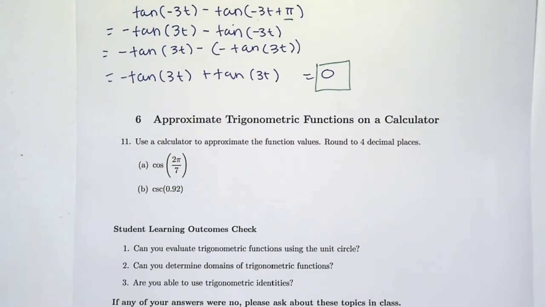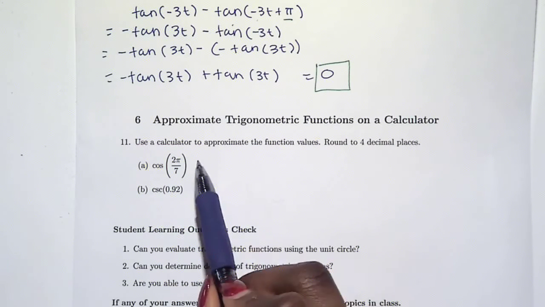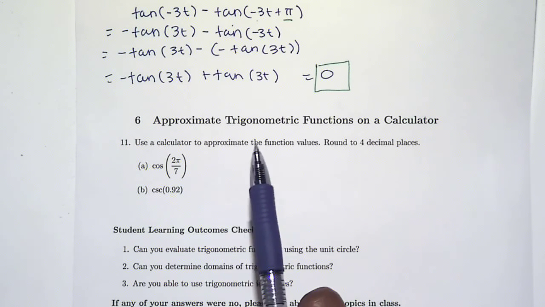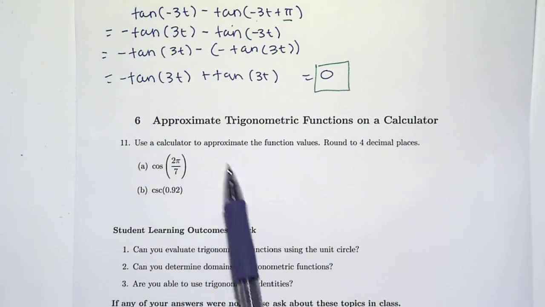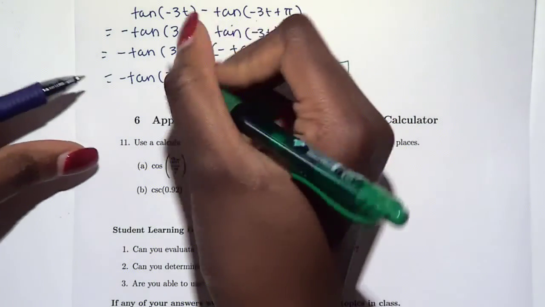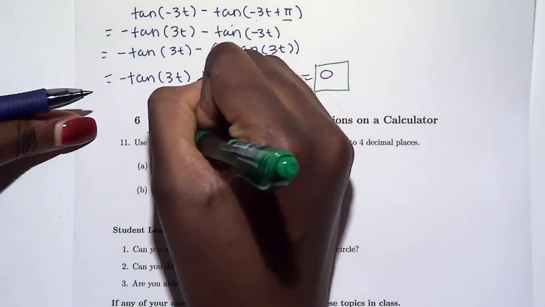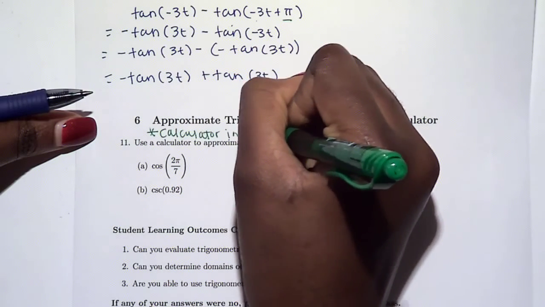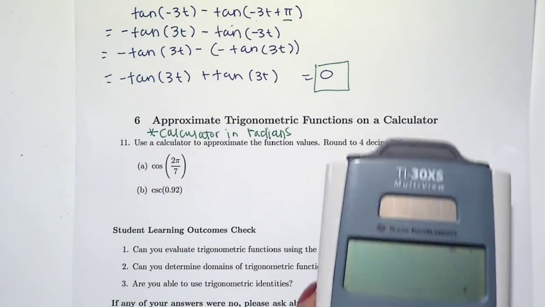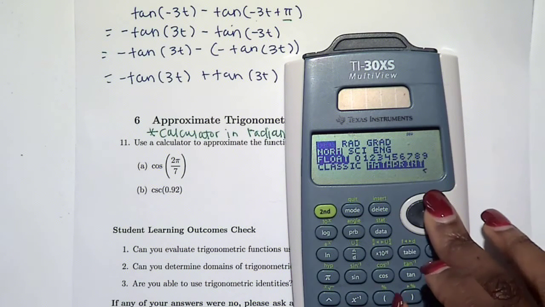Last thing, we want to make sure that we can use our calculator to approximate trig functions. Remember, when we use our calculator, it's an approximation. It's not exact. That's why this question says approximate it, and we're going to round to 4 decimal places. Notice that it doesn't say anything here. If there is no degree symbol, that means our calculator needs to be in radians. So let's change our calculator mode to radians.